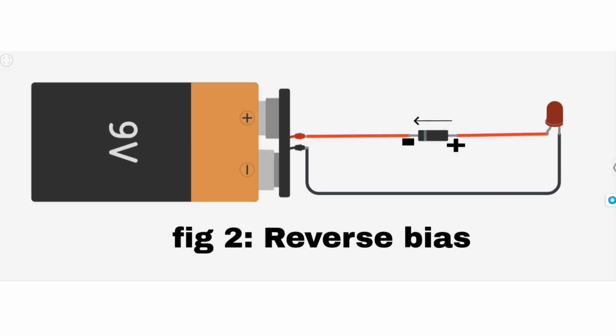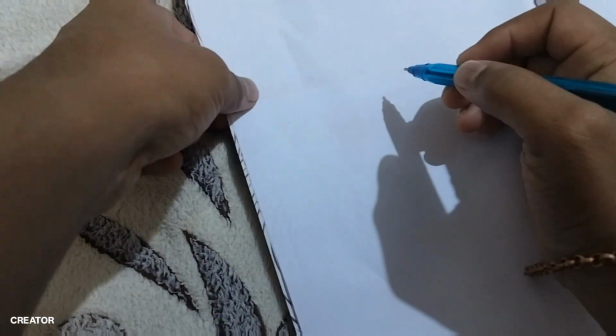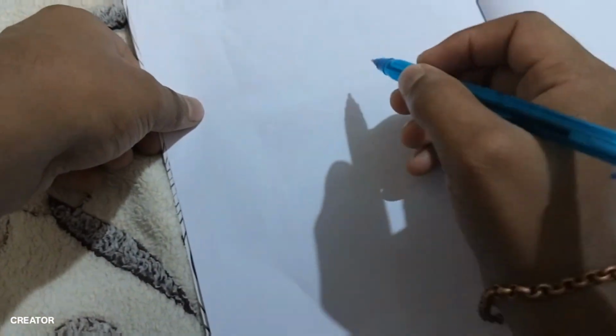You can observe this second picture. Here you can see I have changed the polarities of the diode, negative terminal of the battery to positive and positive terminal of the battery to negative. It allows current only in one direction. In this second case, I have changed the direction, and now the LED is not glowing. So by using these diodes, we are going to make our project.